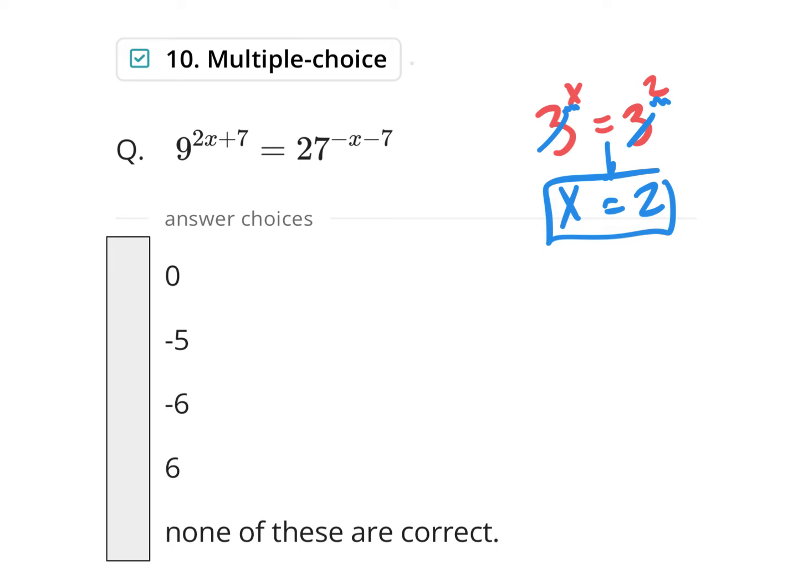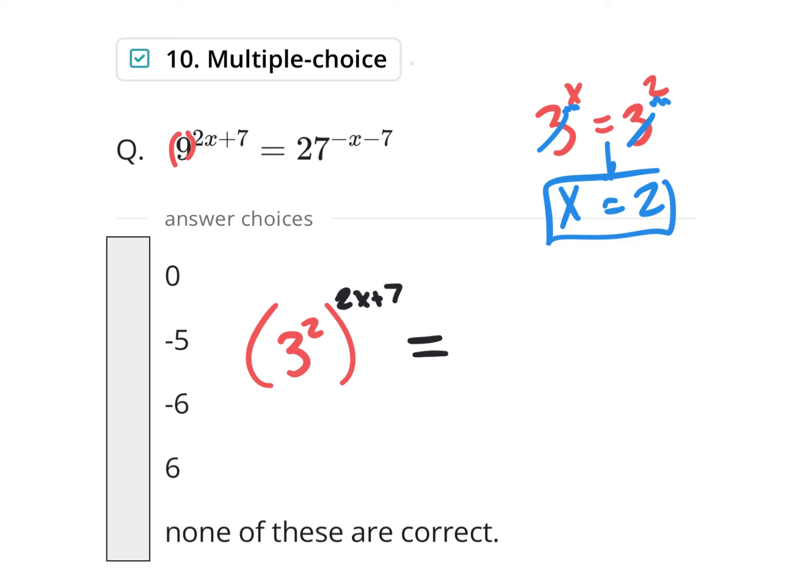So we would love for both of these bases to be the same. Actually, we need to change both of these bases to be the same. How are we going to do that? By rewriting 9 as an exponent, and rewriting 27 as an exponent with that same base. We're going to rewrite the 9 as 3 squared. So instead of 9, we're writing it as 3 squared, and we still have the power 2x plus 7. And of course, we have the equal sign.